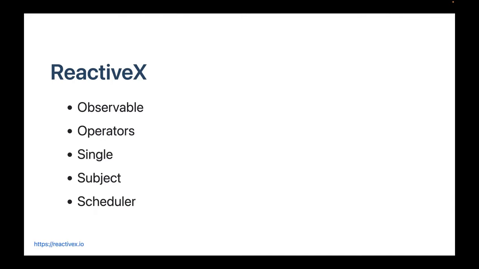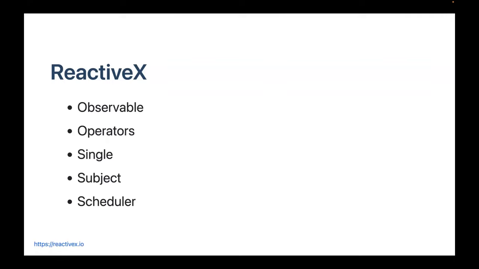And operators, they operate on observables. Okay, much like you can concatenate two lists, right? Just like that, you can concatenate two asynchronous streams. Okay, so that sounds interesting or intimidating for some reason, for me as well. So you can do operations on asynchronous streams. And single is nothing but a single value, which is asynchronous. Okay.